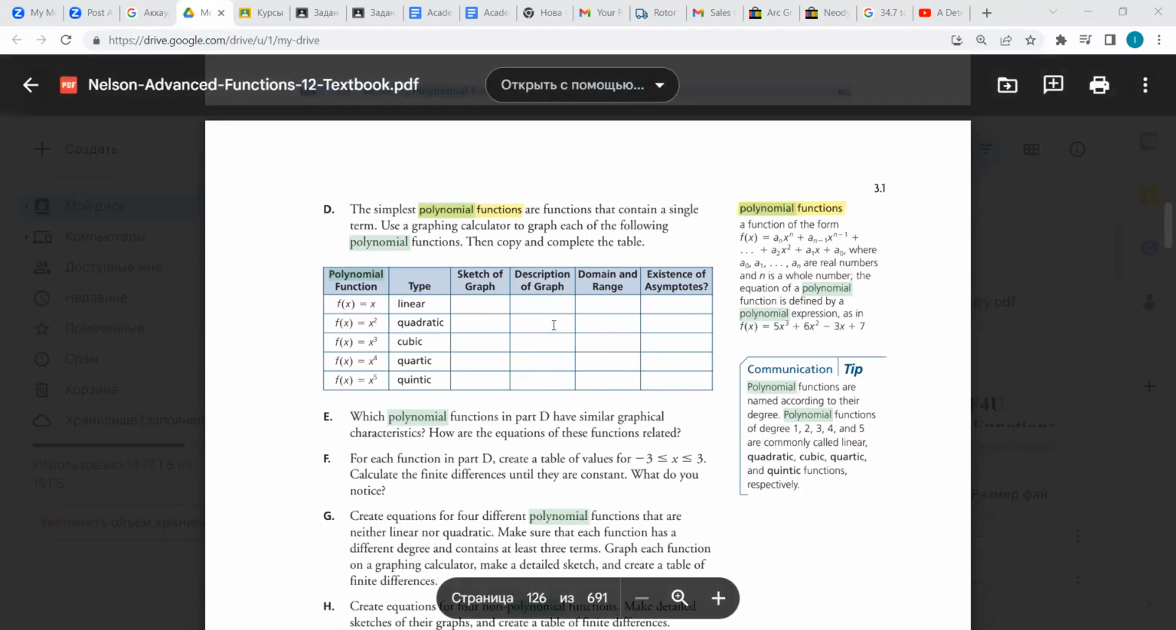So please remember that the polynomial functions are named according to their greatest power, like linear, quadratic, cubic, quartic, and quintic functions.